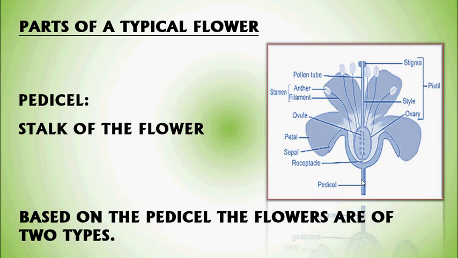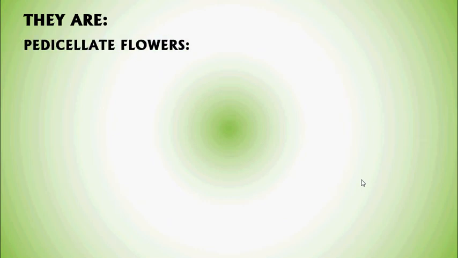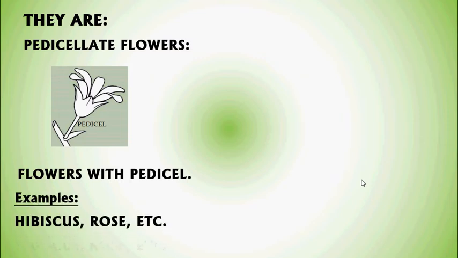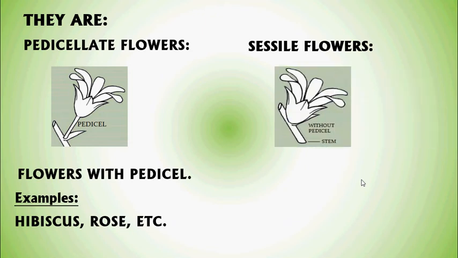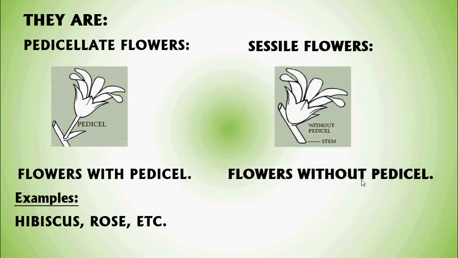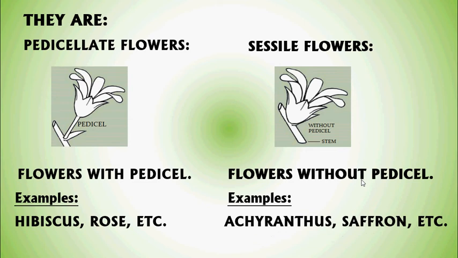Based on the pedicel, flowers are of two types. They are pedicellate flowers, defined as flowers with a pedicel. Examples: hibiscus, rose, etc. Another type, sessile flowers, defined as flowers without a pedicel. Examples: Perianth, saffron, etc.